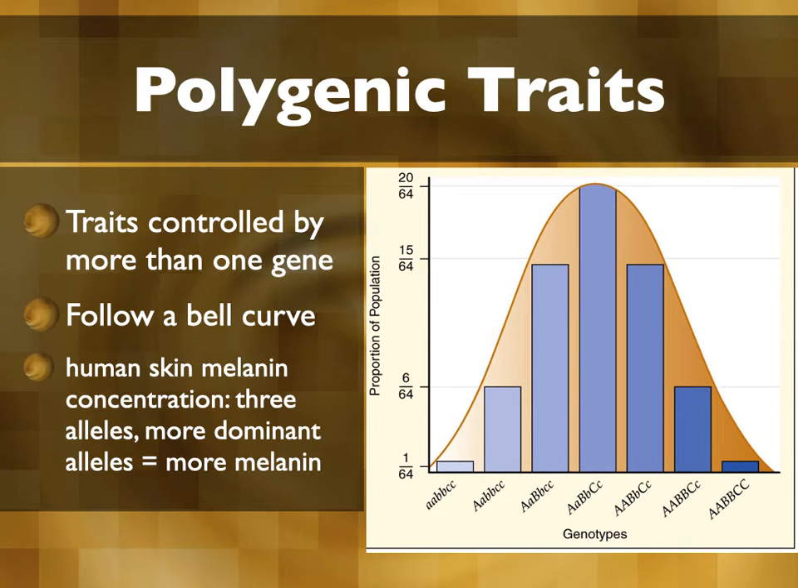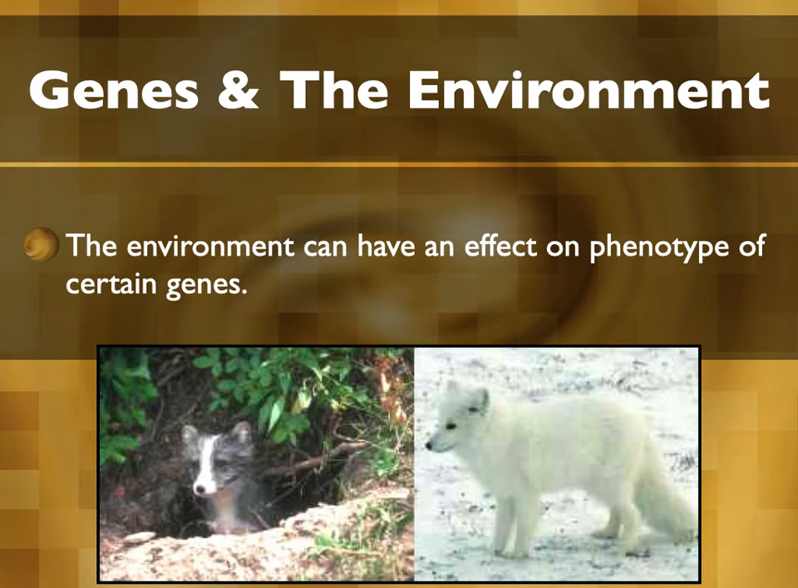Polygenic traits are traits controlled by more than one gene. They tend to follow a bell curve in how they are expressed through the population. Human skin melanin concentration has three genes, A's, B's, and C's, and the more dominant alleles you have, the more melanin you have deposited in your skin. Those from a more recent ancestor from near the equator are probably going to have 6 dominants. Those that have red hair and fine skin might have all recessives.